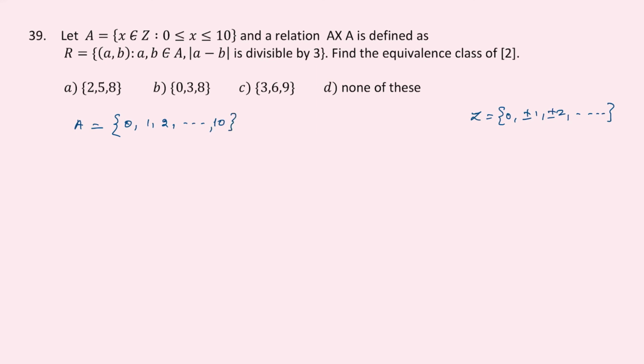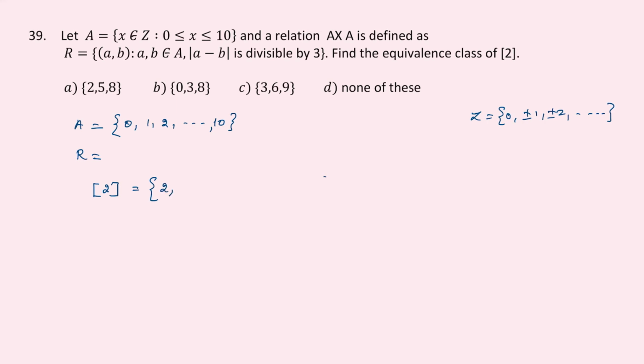And a relation on A cross A is defined as R equal to the set of all (a, b) such that a, b both are in the set A and the modulus of a minus b is divisible by 3. Find the equivalence class of 2. We have to write the set of all elements which are related to 2.